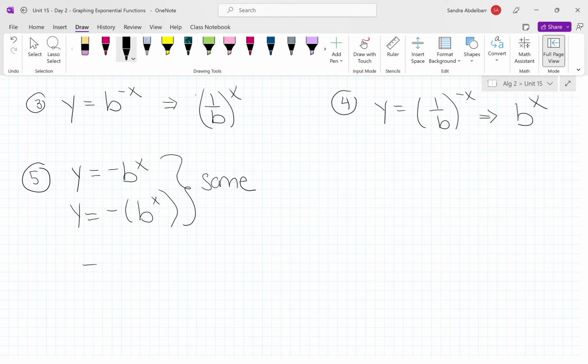What's different? If I did the negation of b to the x and negative b raised to the x, these are different. Do we see the difference here? Don't mess up.